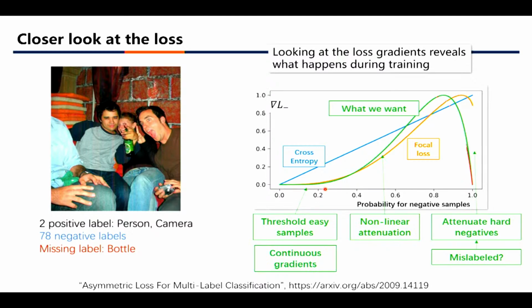I'll start from here. Here's an example of a picture from the Open Images dataset, and it has two positive labels, which are person and camera, and 78 negative labels. Most of the labels just don't appear in this image, and a bottle is missing, for example, and should have been marked. So this is just to show there are labeling mistakes in the data by construction.